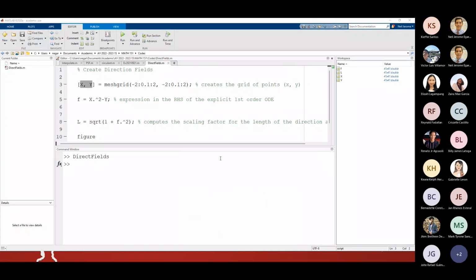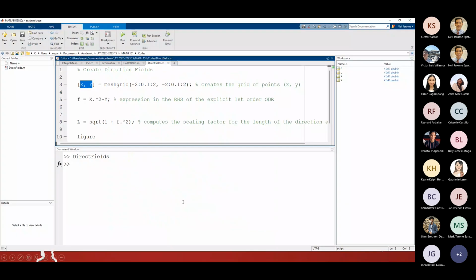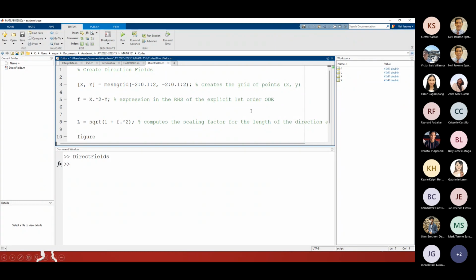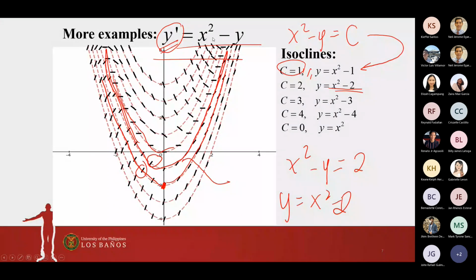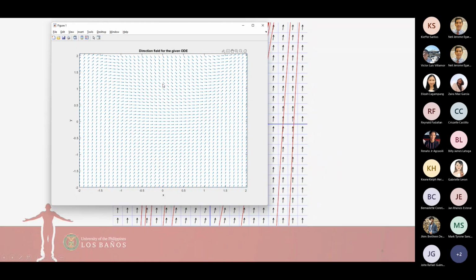Let me shift to the slides a little bit. Okay. Medyo limited yung nasa slides kasi x squared minus y, ang kinonsider niya lang ay isang portion ng ating direction field. But bakit magkaiba sila? Hold on. X squared minus y. Tama ba? Okay. Let me see. Okay. So parehas lang pala. Ito yung mas malaking view. And I think that is what we got here.